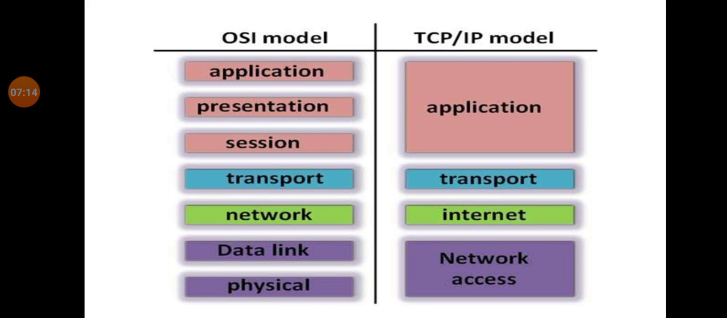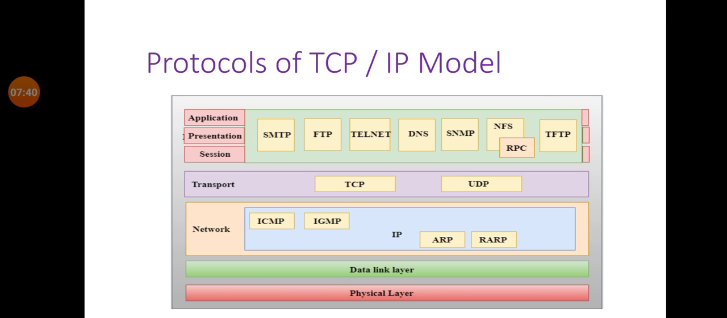The last function of the network access layer is that it is responsible for error detection and correction during data transmission. You already know this is the function of the data link layer of the OSI model. That work is done by the network access layer in TCP/IP. Now let's see the protocols used by the TCP/IP model.